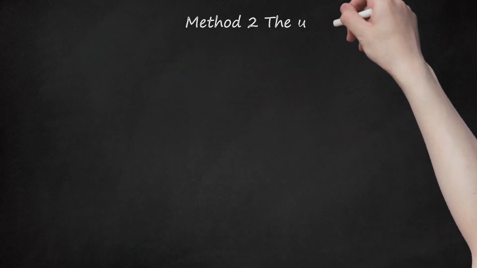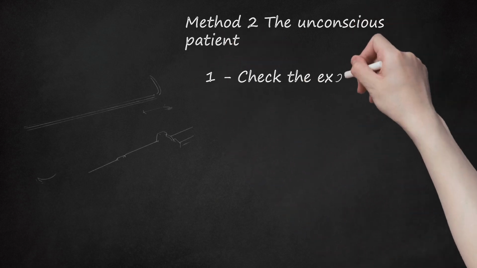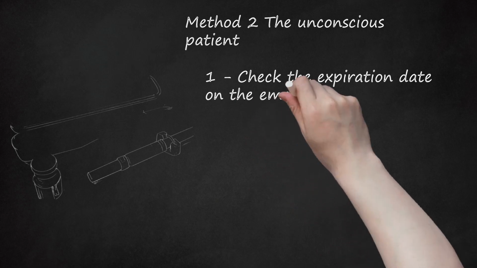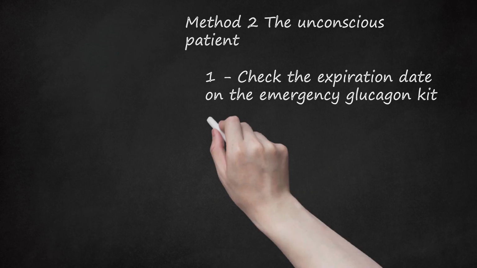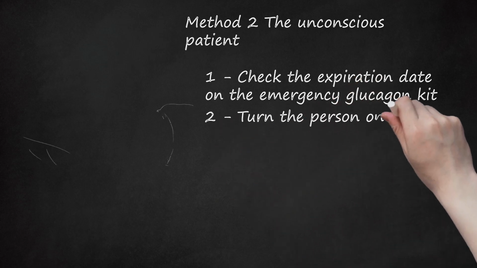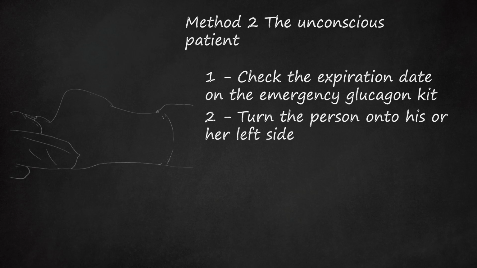Method 2. The unconscious patient. 1. Check the expiration date on the emergency glucagon kit. If the kit is still usable, mix the glucagon powder and liquid as directed on the box. 2. Turn the person onto his or her left side. This will prevent choking if he or she vomits, which can occur after an injection of this medicine.